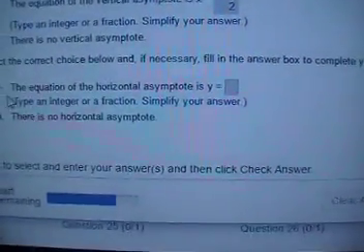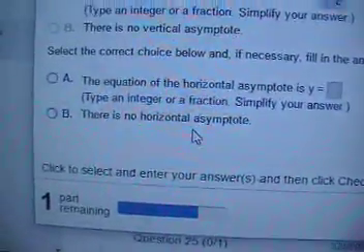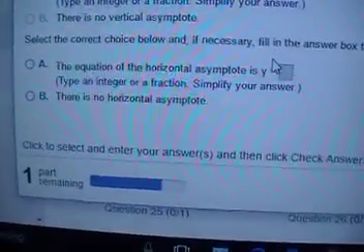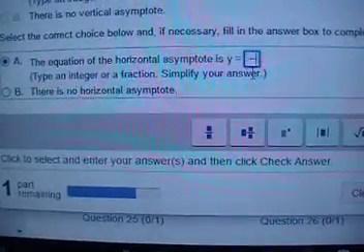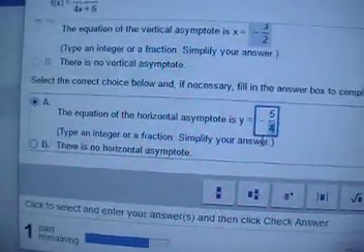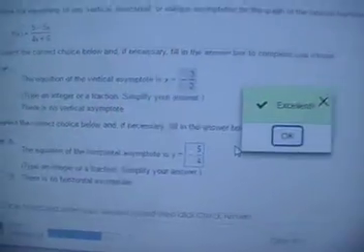Then they ask you about any horizontal asymptotes. Not every problem has one of those either. So this one does. It's y equals negative 5/4 because the degrees were equal, and that was the two leading coefficients divided.